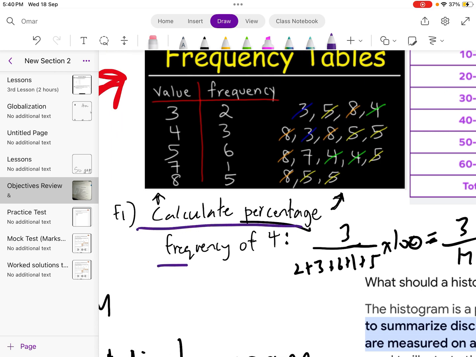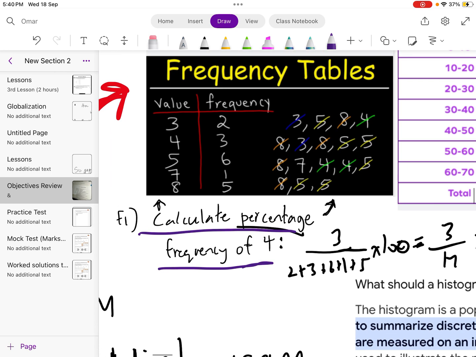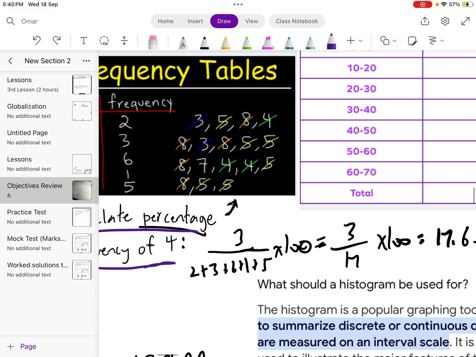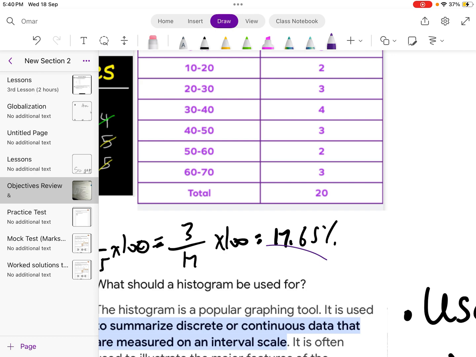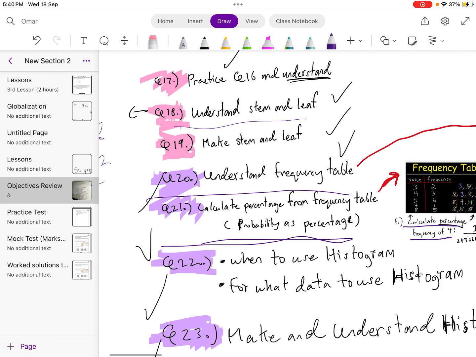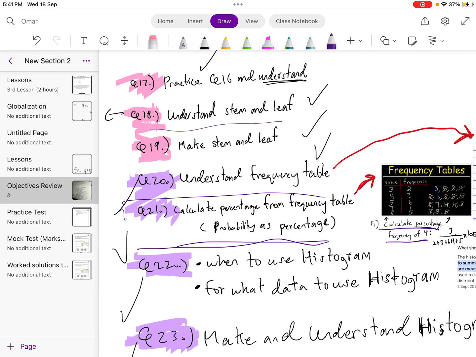Calculate the percent frequency of 4. So how many 4s do we have here? 3. How many total values do we have here? We have 17. So 3 out of 17 times 100, which is 17.65% frequency. That's pretty much it. That's 21 done.